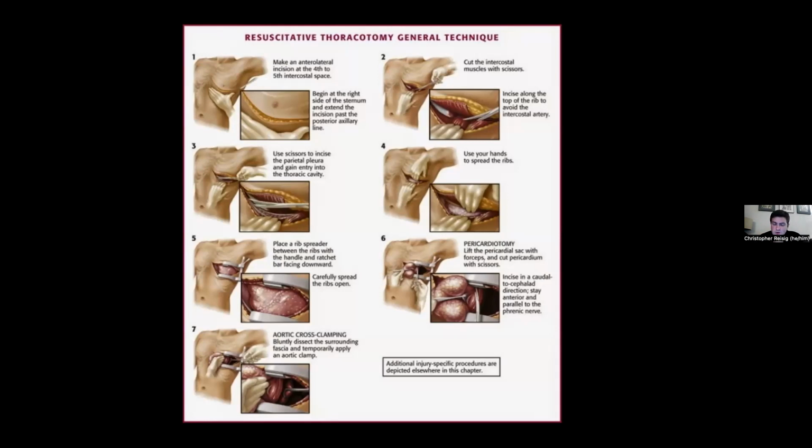And after you deliver the heart and assess it, you're going to ultimately try to cross clamp and/or compress the aorta to improve perfusion. Those are critical steps. Let's talk a little bit about bugs in pulmonology.